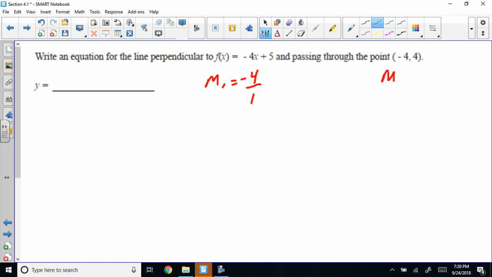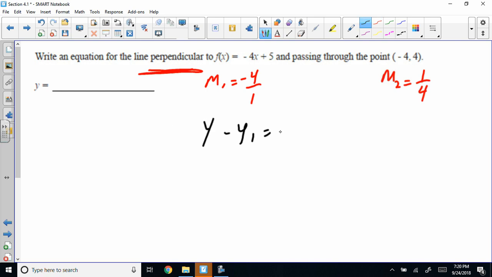Now, I'm going to call this M2, right? So the relationship between line 1 and line 2 is that they are what? Perpendicular, which means it has to be opposite or negative reciprocal. So if I got a negative here, it'll be a positive over there, right? I got 4 over 1, which would become 1/4 here. Any questions?